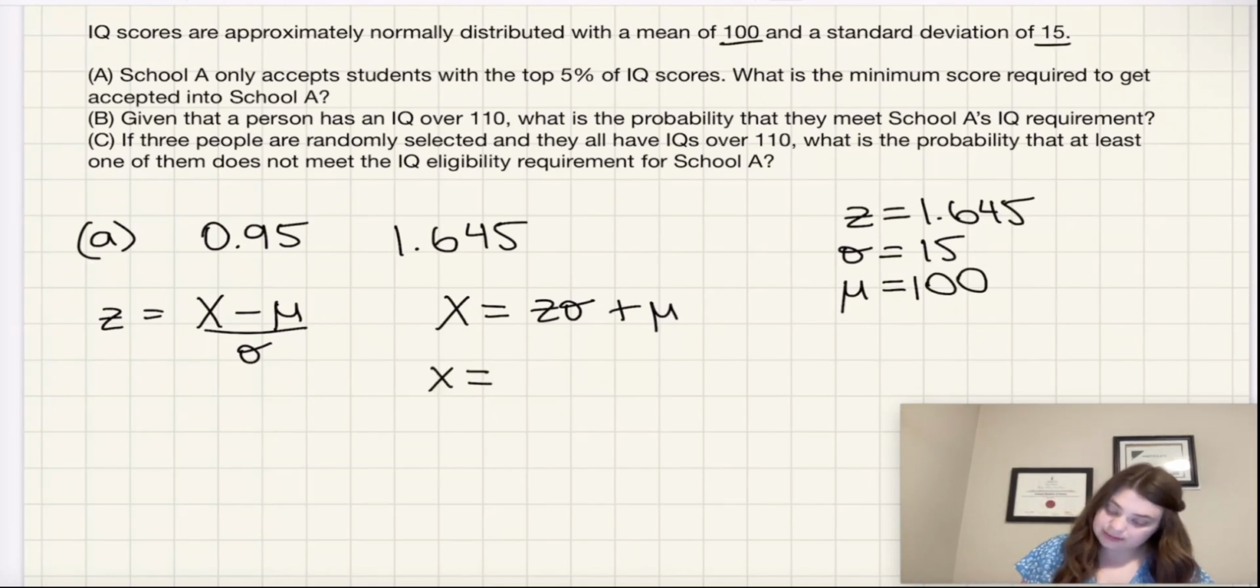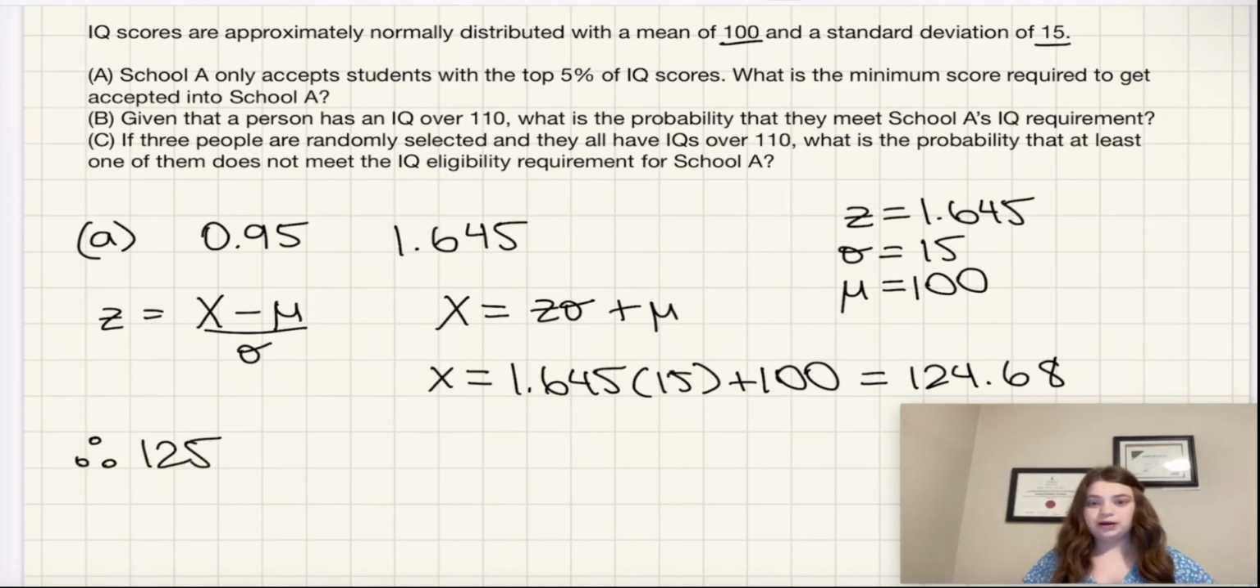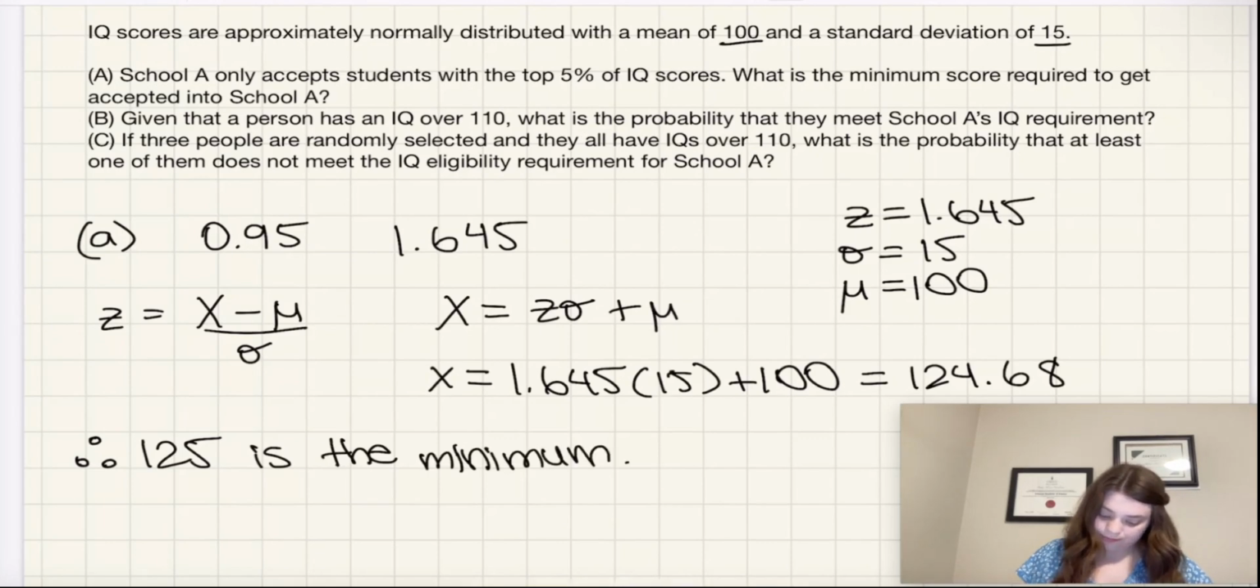So x is going to be 1.645 times 15 plus 100, which is 124.68. If we're rounding to the nearest whole number of IQ score, because I'm assuming that IQ score can only be measured in whole numbers, I would say the answer is 125. And so therefore you must have an IQ score of 125 or greater in order to be accepted into the school. So 125 is the minimum to be accepted into the school.